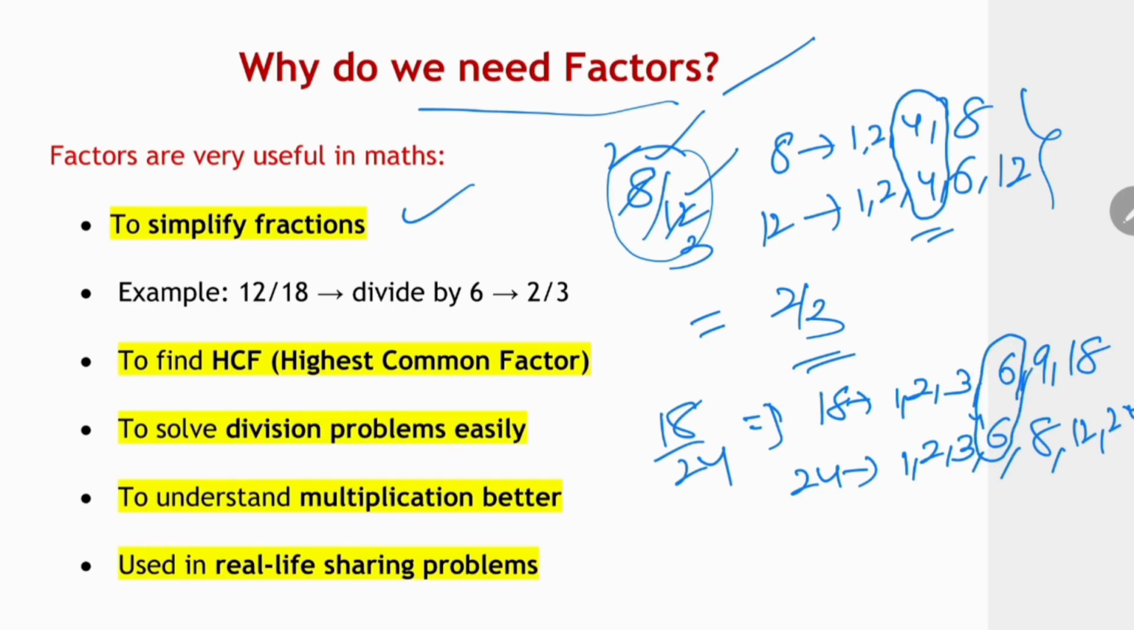Therefore, we divide numerator and denominator by 6. Therefore, 6 3s are 18, 6 4s are 24. So our answer is 3 by 4. So in all those cases, we use factors to simplify fractions. Is it clear?